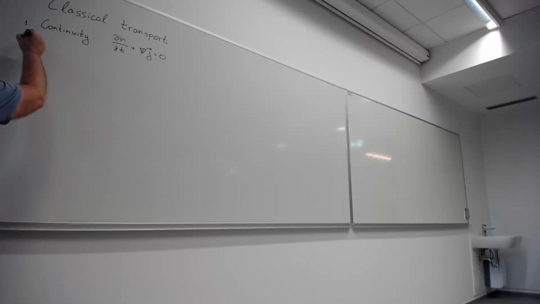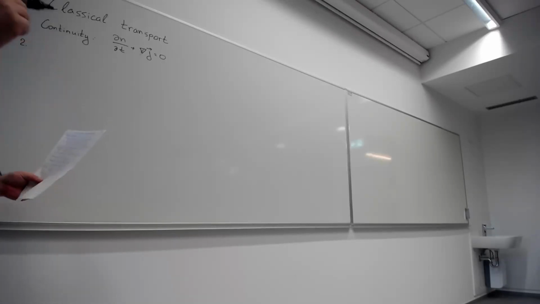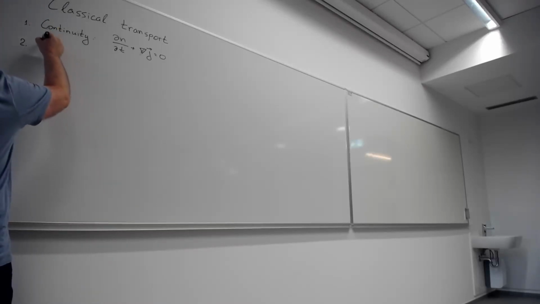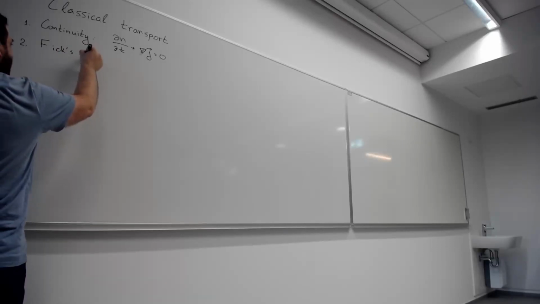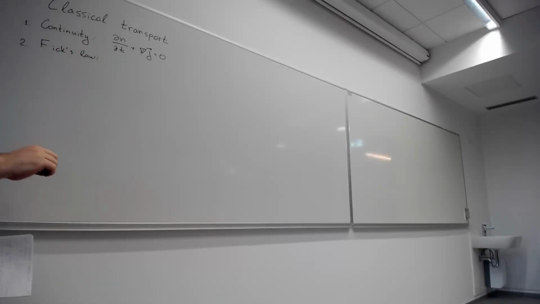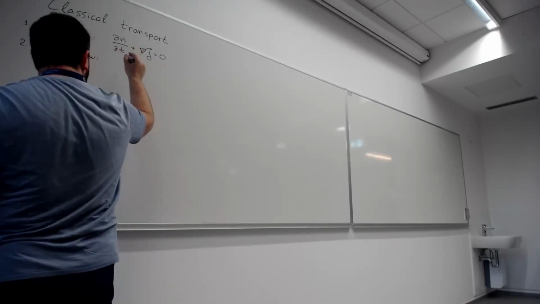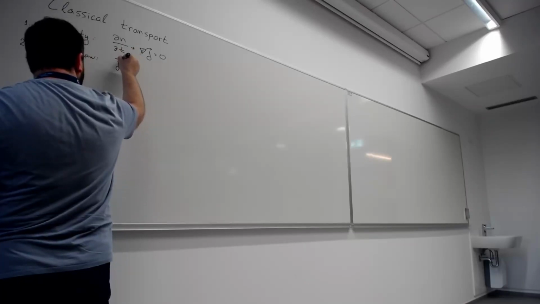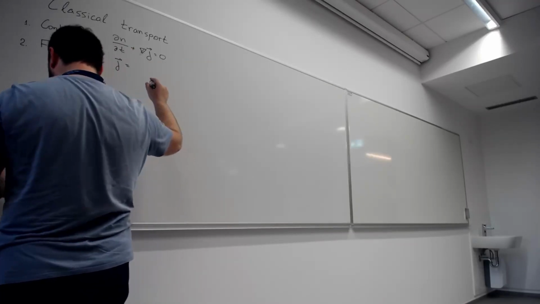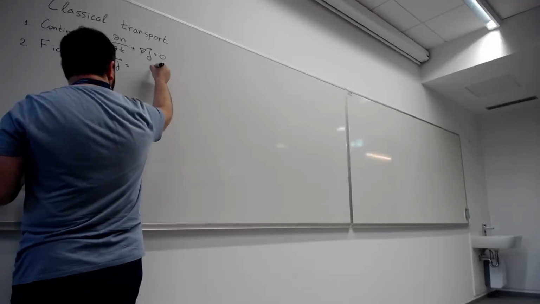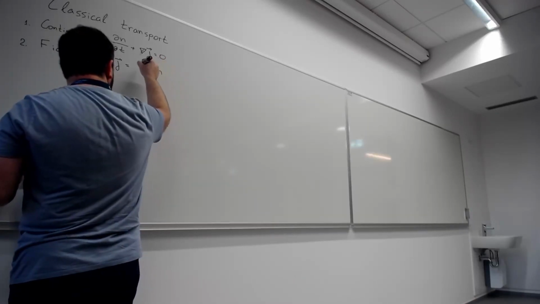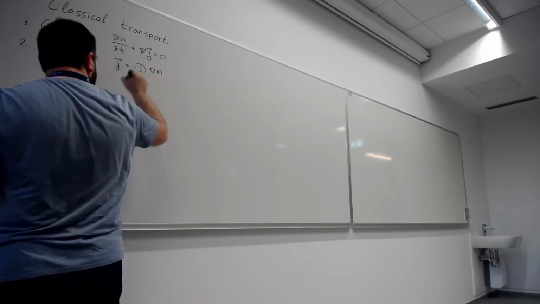And the second thing, which actually I learned how it's called only when I was preparing this lecture, it's called Fick's law. This is also a relation between current and concentration, and it states that the current equals the gradient of the concentration with the coefficient minus D.